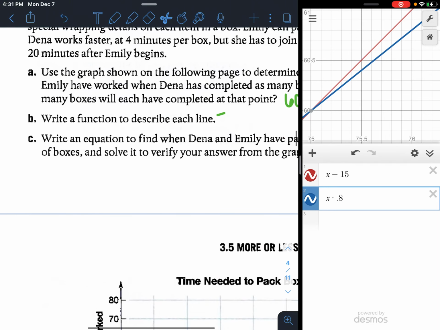Perfect. Now, what if we didn't have a graph? What would we do? I think we're taking a step backwards here. So pretend the graph doesn't exist. Write a function to describe each line.